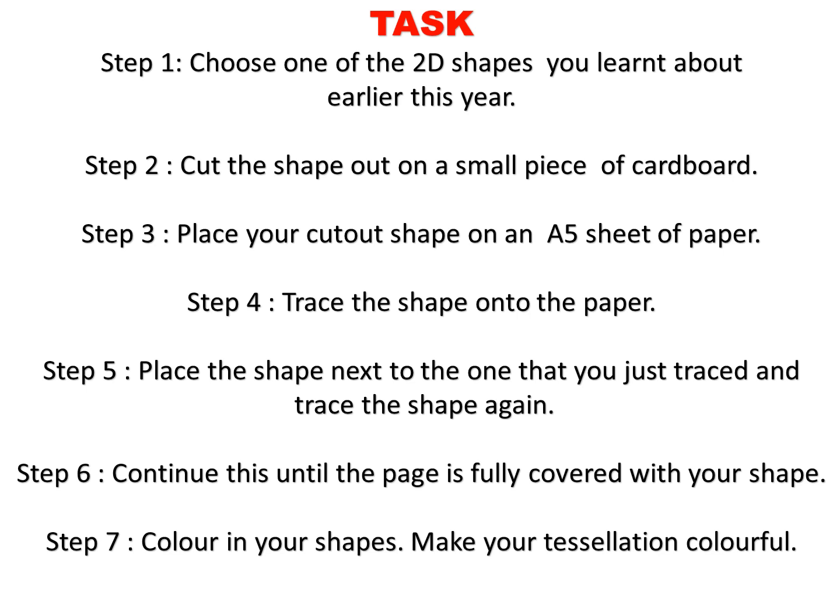Step 4. Trace the shape onto the paper. Step 5. Place the shape next to the one that you have just traced and trace the shape again. Step 6. Continue this until the page is fully covered with your shape. Step 7. Color in your shapes. Make your tessellation colorful.